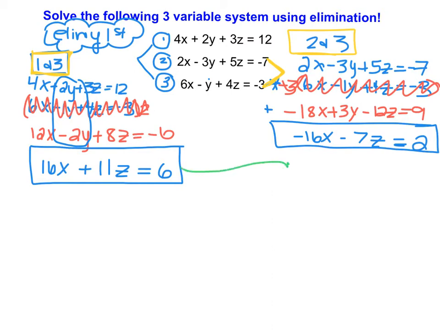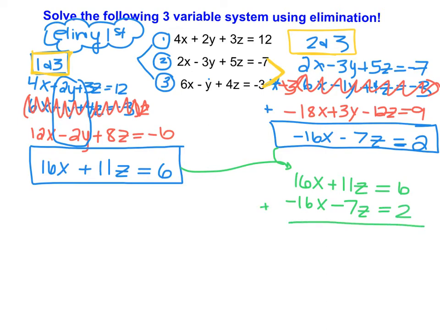So we're going to pair these two up and create a two-variable system with two equations and solve that using elimination. Here we have 16x plus 11z is equal to 6. And then we have negative 16x minus 7z is equal to 2. What's really great about this problem is it's already set up for elimination. We can easily eliminate the x values because we have a positive 16x and a negative 16x. So if we add straight down here, we eliminate our x's and we end up with 4z is equal to 8.